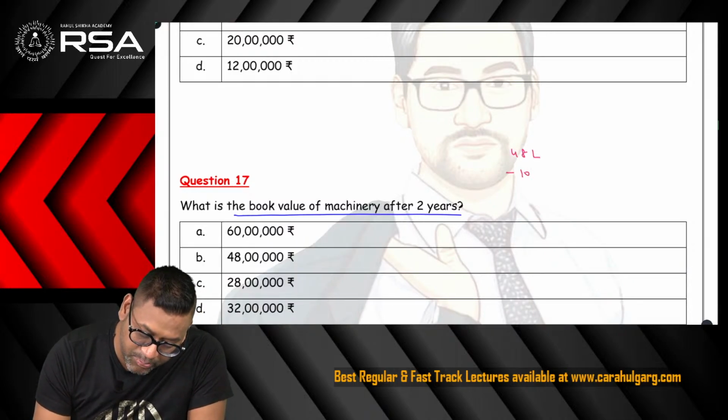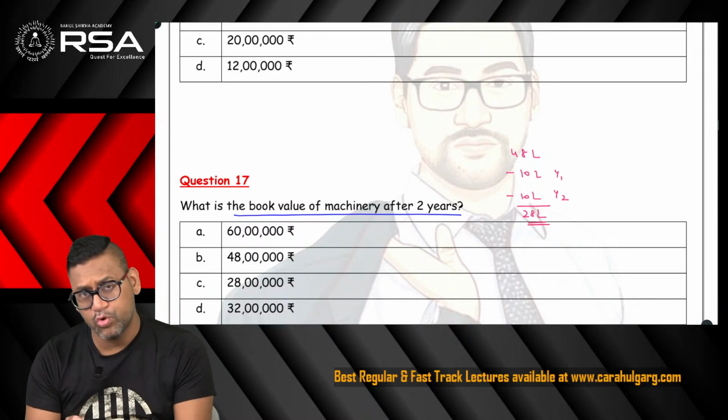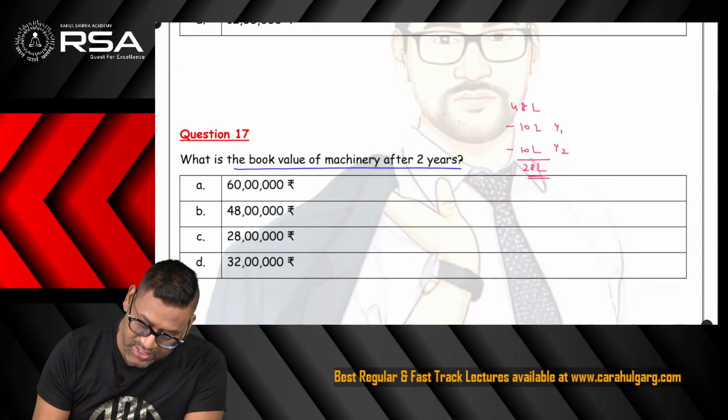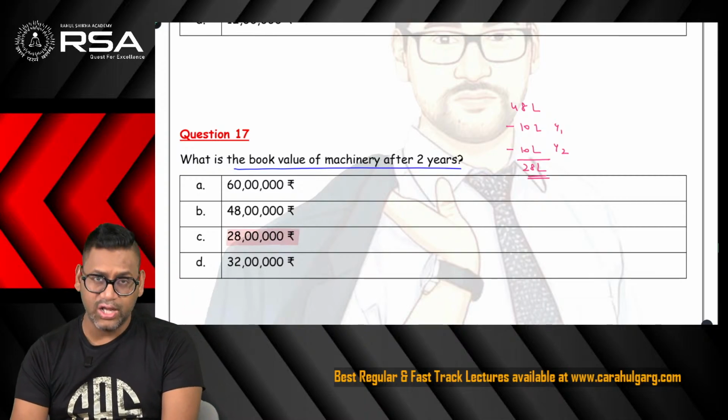In the first year, depreciation of 10 lakh was charged for year 1. In year 2, again the depreciation of 10 lakh was charged. So the net amount which remains is 28 lakh rupees. So this is the book value after 2 years, meaning before the refund of grant. So option C, where we see the amount of 28 lakh rupees, is your correct answer.